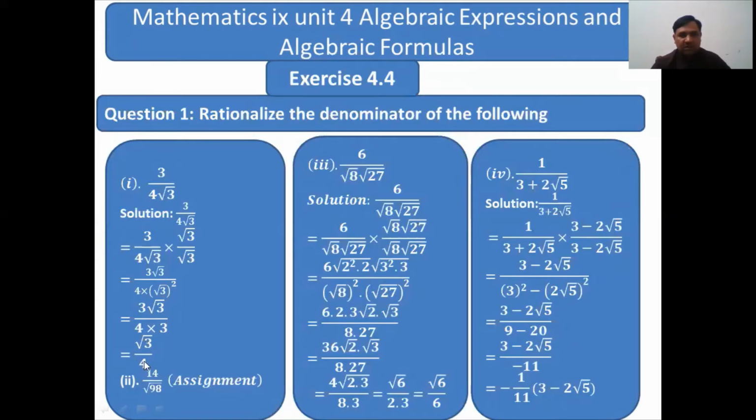Part 2 is for your assignment, and yes, you have to multiply and divide with square root of 98, and yes, you have to simplify. Now part 3.